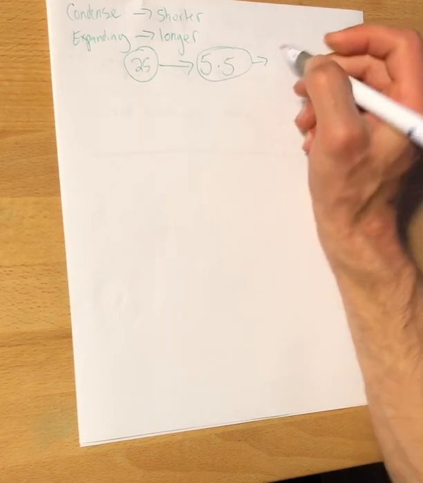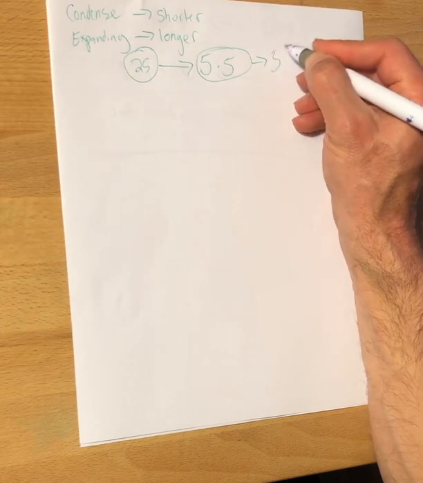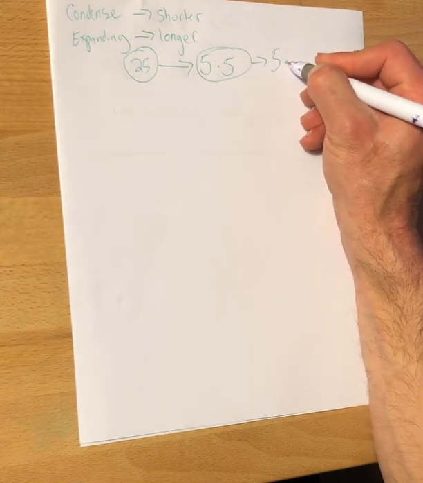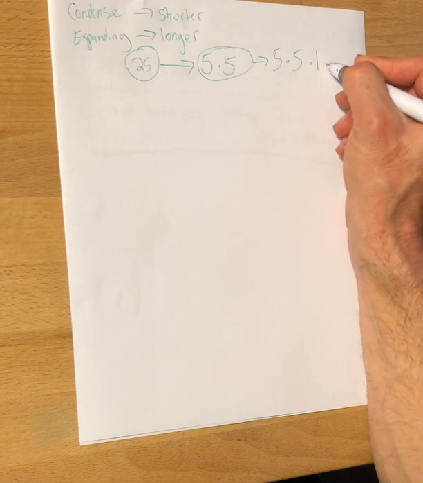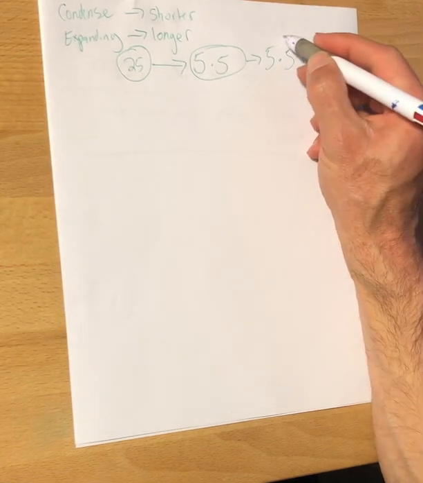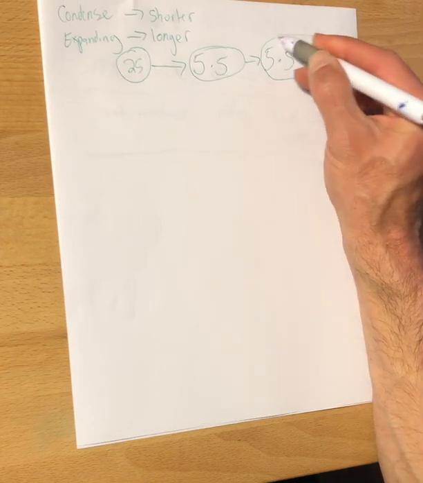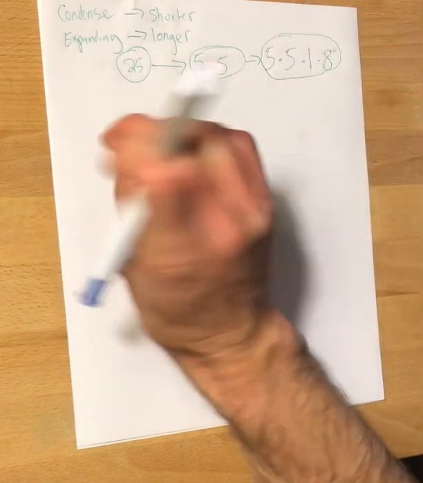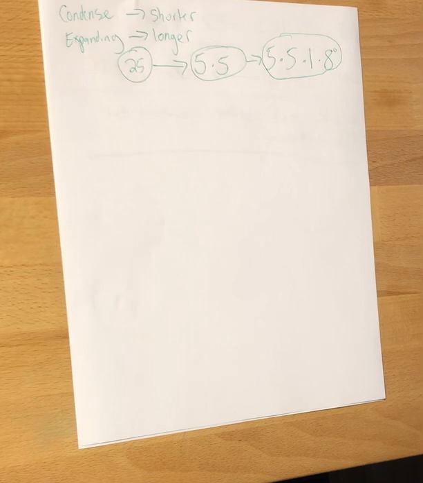Or we can continue to manipulate it, and we could say 5 times 5 times 1 times, for example, 8 to the 0th power. You could condense it or expand it. Condensing makes it smaller. Expanding just makes it longer and longer and longer. Now this is going to be related to properties of logs.